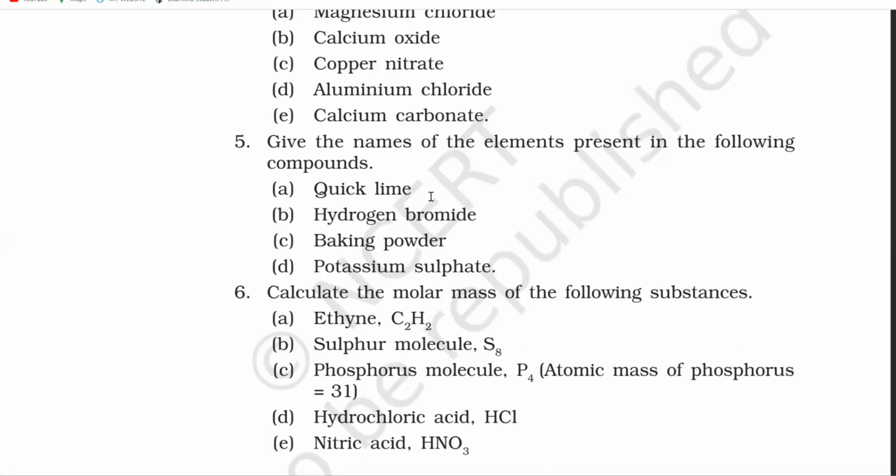Okay, so we have done this one. What's the formula for hydrogen bromide? HBr. Formula for baking powder? Sir, NaHCO3. NaHCO3. And what's the formula of potassium sulfate? K2SO4.